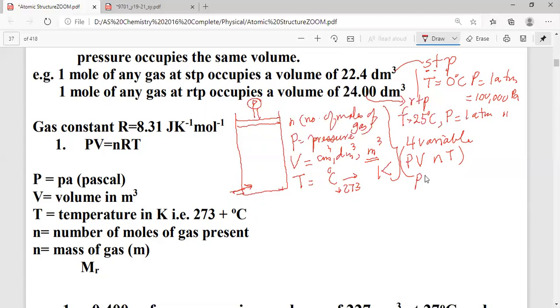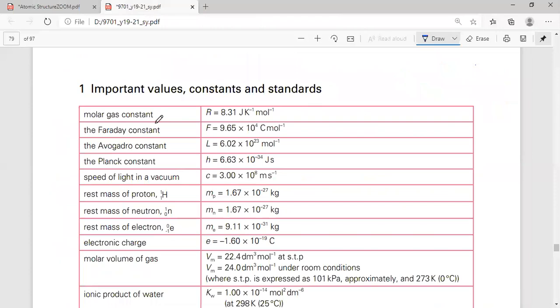This is the ideal gas equation. PV equals nRT. R is called the gas constant. Now you can look at the gas constant. You need to know how to look at it. This is your data booklet, and you have to know where to look for it.